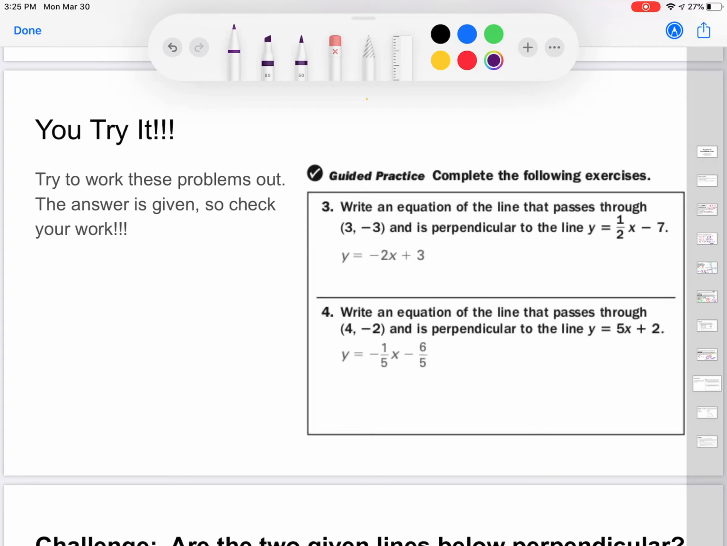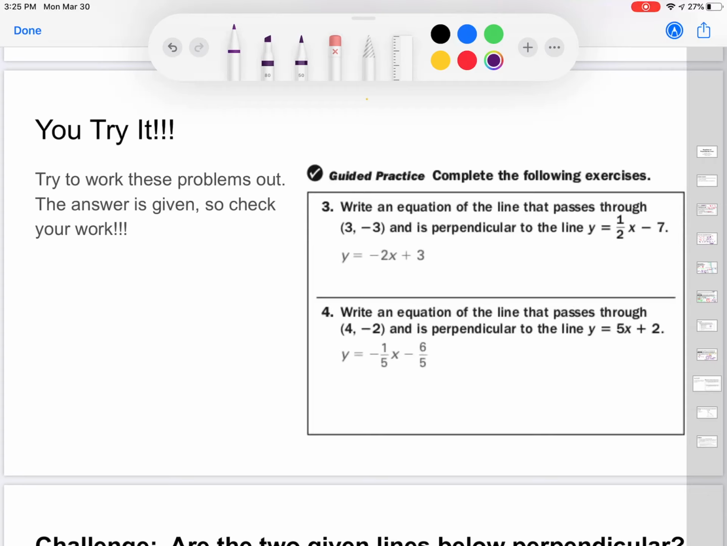But can you get that answer? Can you go through the process and figure out your perpendicular slope? Can you plug into y equals mx plus b with the given point and calculate your y-intercept and then write the equation of the new line, okay?